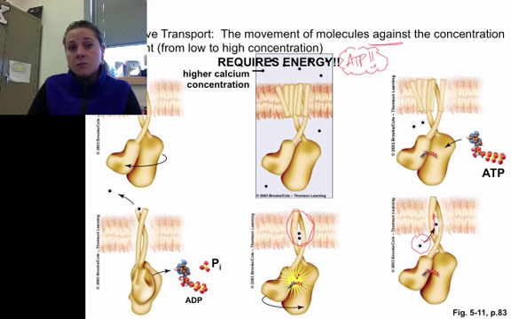So all active transport is the movement of molecules against the concentration gradient, going from low concentration to high, and in this case, the cell has to expend energy. So there you have it. That's what active transport is.